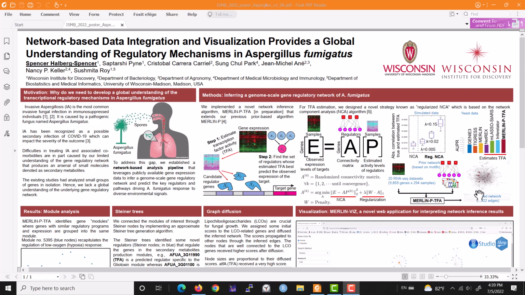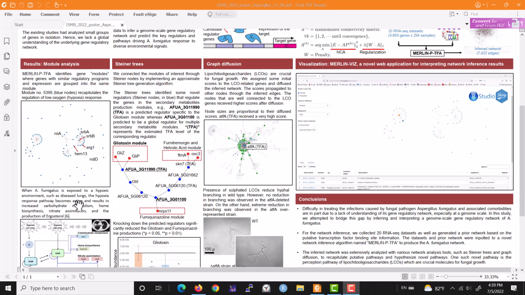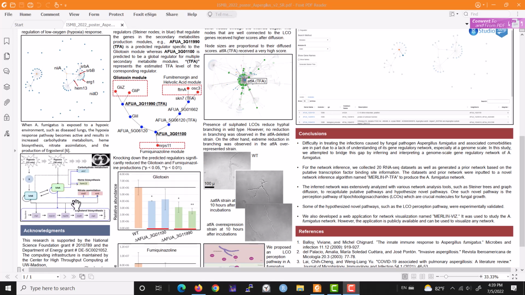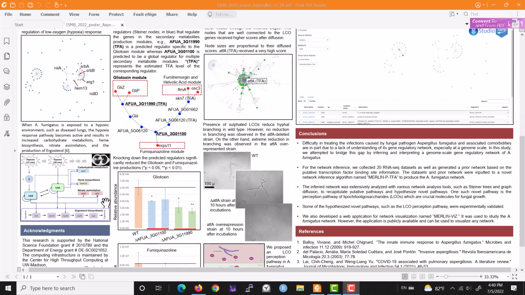Once the network was inferred, we proceeded to analyze the network, and we started with the module analysis, where Merlin PTFA also identifies gene modules where genes with similar regulatory connectivities and similar gene expressions were grouped into the same module. For example, here we see module number 5395, which highly overlaps with the putative module of hypoxia or low oxygen response condition in the fungus. It usually happens when the fungus is trying to grow itself in a diseased lung. So we see that this predicted module recapitulates the putative module for the hypoxia response condition.